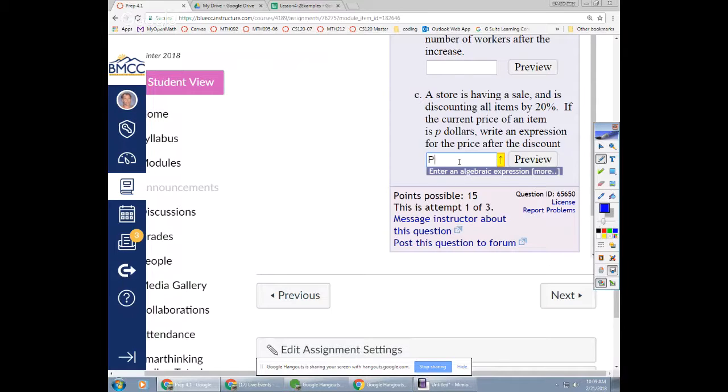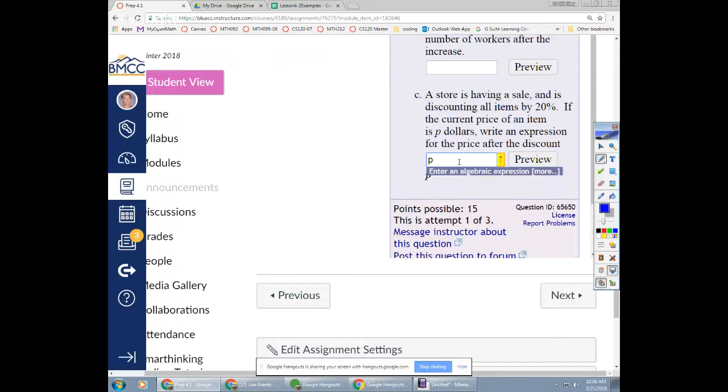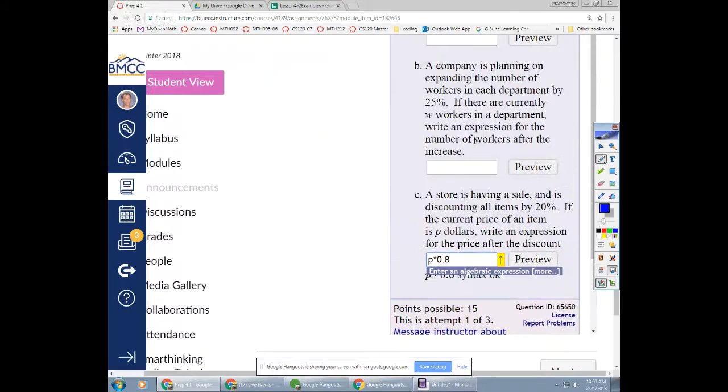What do I do to the current price to get the new price? Yeah, it's 80% of whatever the current price was. Oops, that's supposed to be 0.8. So this is 80% of P is what they're looking for there. And the one above, that's a 25% increase.